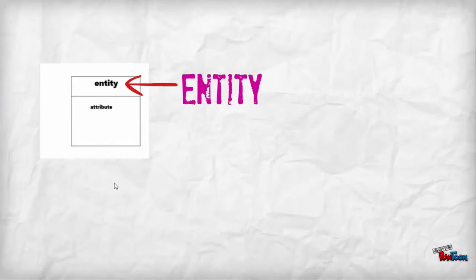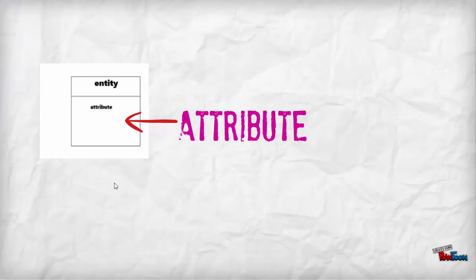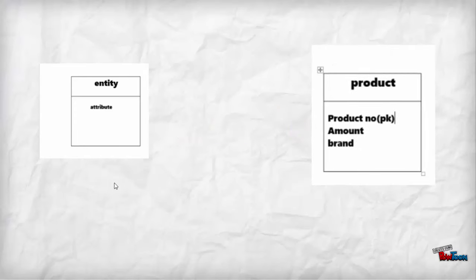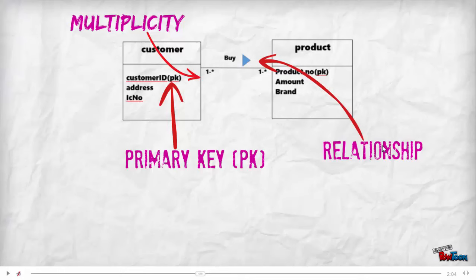Entity and attribute will be represented in a box, with the entity on the top of the box and the attributes in the second column. For example, product is an entity, and product number, amount and brand are attributes. To represent the relationship between the customer and the product, there will be one triangle from the customer to the product. The sentence is: one customer will buy one to many products.